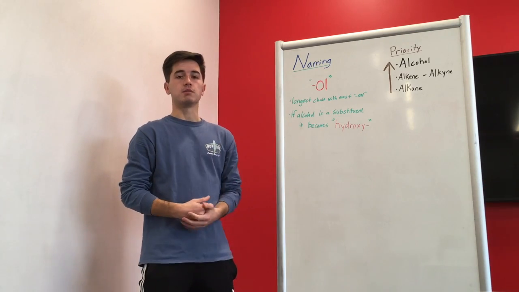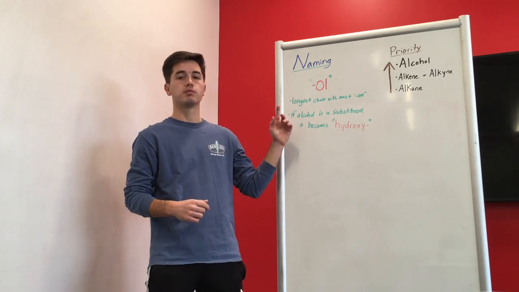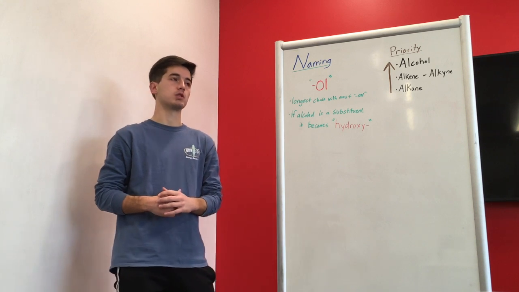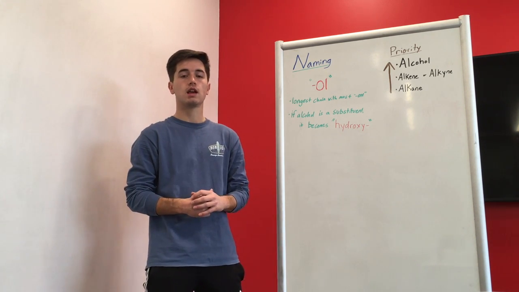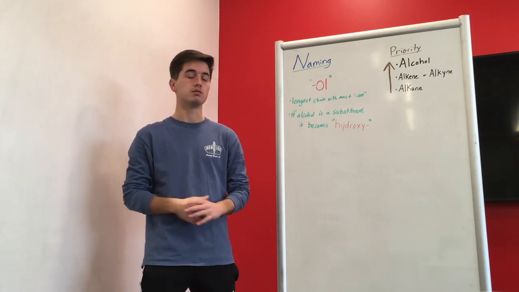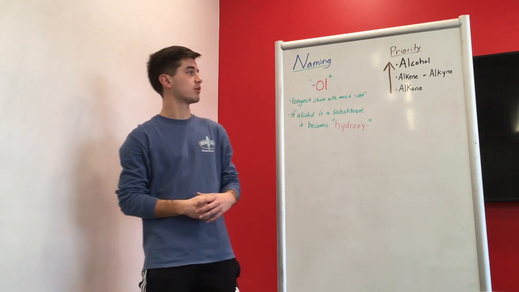So next we'll look at naming, how to name an alcohol. Alcohols have a suffix of OL at the end of a chain. So for example, if you have a butane chain and you have an OH on the end of it, it'd be butanol. So first let's look at the priority.